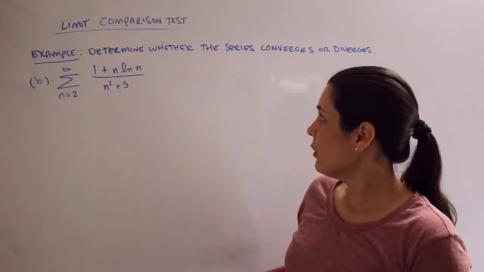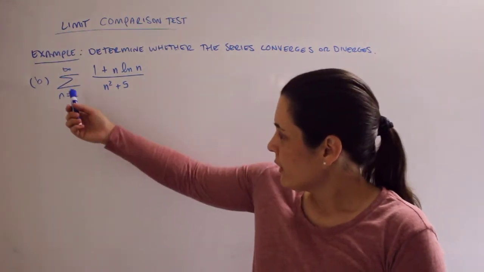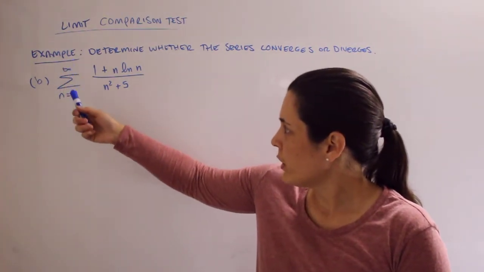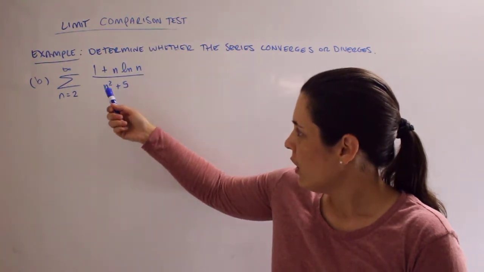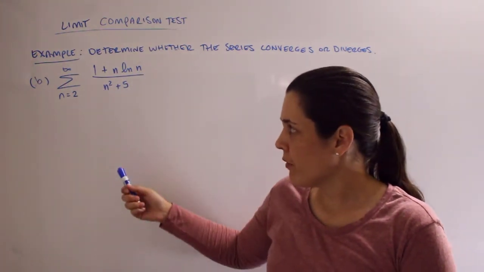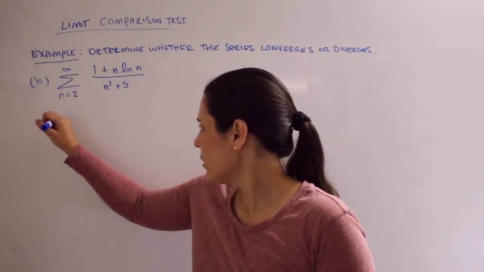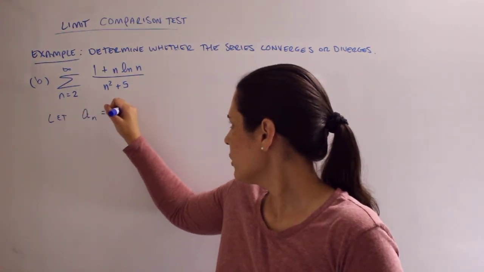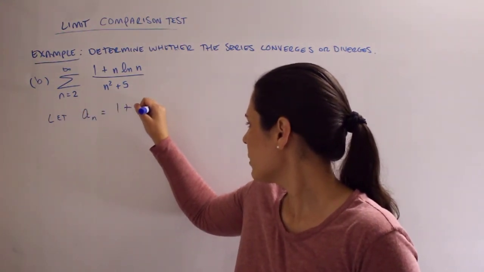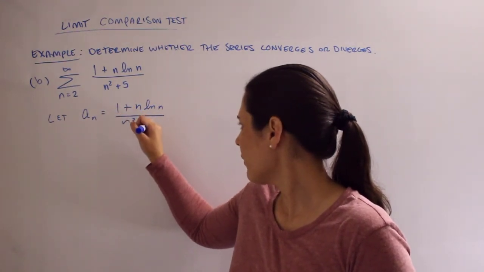Again, are we going to be working with a convergent or divergent series here? We have the series starting from 2 this time to infinity of 1 plus n natural log of n over n squared plus 5. We are going to call this a sub n. So we're going to let a sub n be the sequence 1 plus n times natural log of n divided by n squared plus 5.